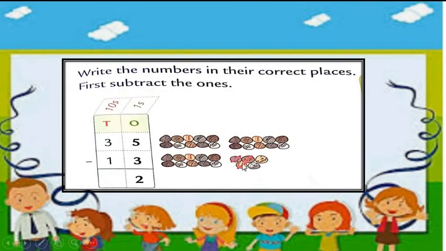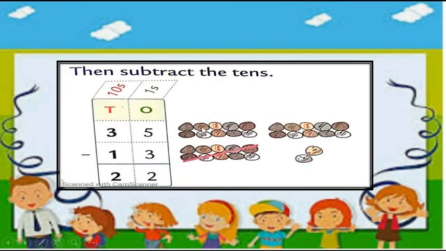Look, my dear students, here first we counted ones only. So there remains 2. 5 minus 3, there remains 2. We are not going to count these 2 in the next step. In the next step we have to count only the tens place. So here we count tens only. 3 minus 1 we get 2.